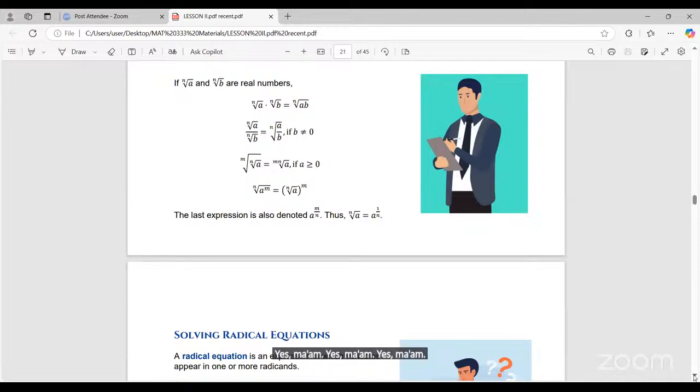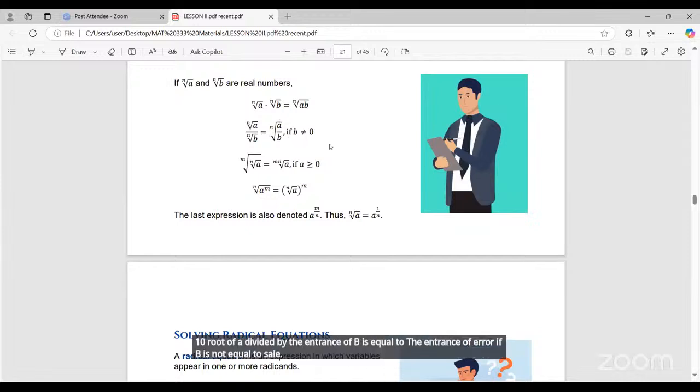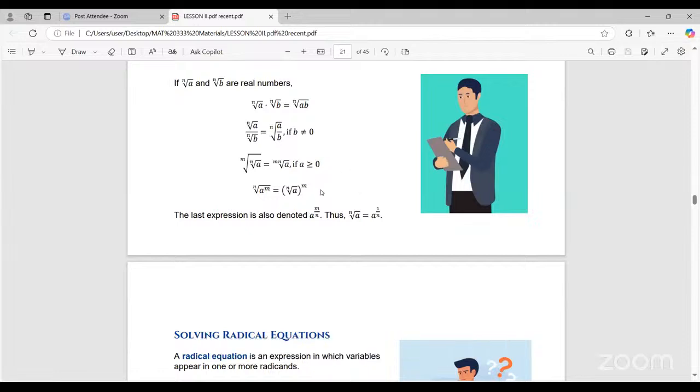So if we have the nth root of A and the nth root of B to be real numbers, then the nth root of A times the nth root of B is equal to the nth root of AB. The nth root of A divided by the nth root of B is equal to the nth root of A over B if B is not equal to 0. Then we have these other properties too.